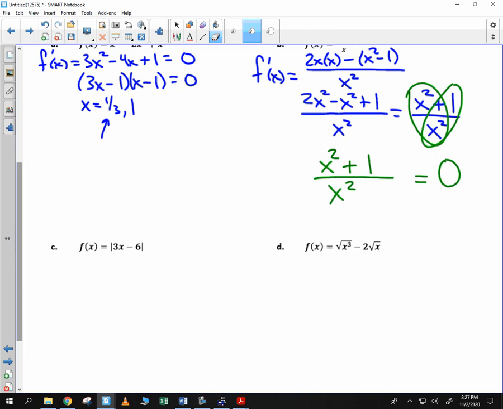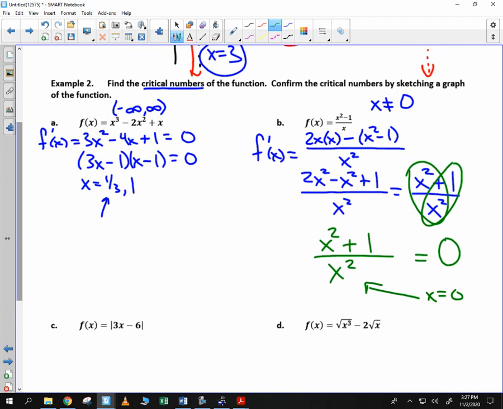Now on the bottom, if you consider the bottom can't be 0, you might want to say, well, 0 is a critical point. But 0 is not part of the original domain. So we would say that this has no critical numbers.